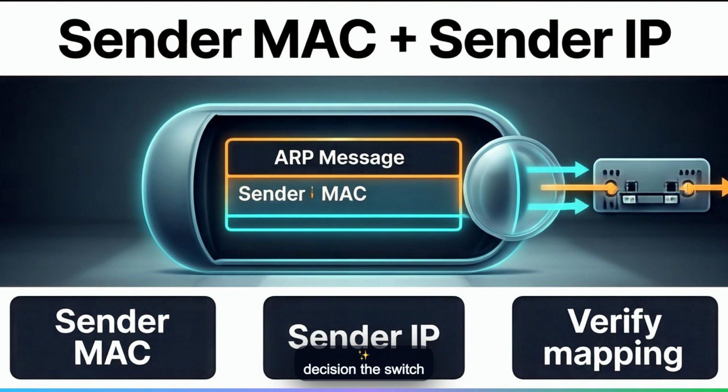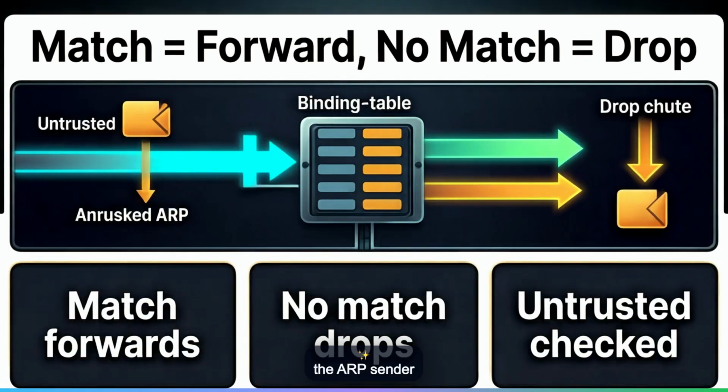Here is the decision the switch makes. When DAI is enabled on a VLAN with ip arp inspection vlan, every port starts as untrusted. ARP arriving on a trusted port is allowed. ARP arriving on an untrusted port is inspected. The switch reads the ARP sender MAC and sender IP fields, looks for that pair in the DHCP snooping binding table or an ARP ACL, and forwards only if the mapping matches. No match means discard. That one rule kills the common poisoning move.